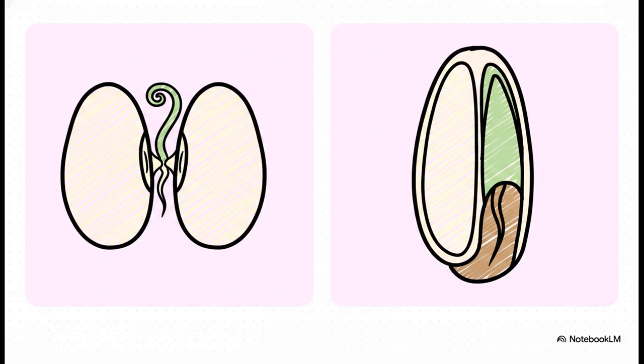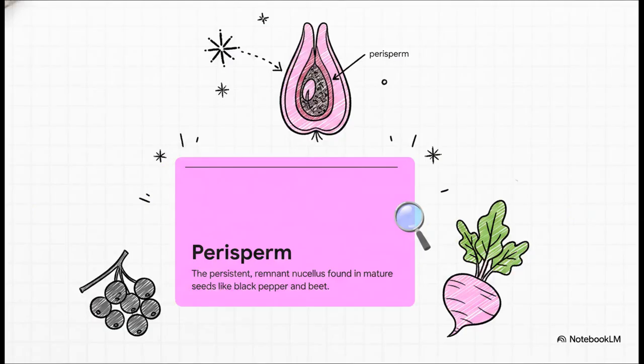Their shoot is protected by a sheath called the coleoptile, and the root is protected by a sheath called the coleorhiza. After fertilization, the whole ovule hardens into a seed. Usually, that initial tissue we talked about earlier, the nucellus, is completely consumed during this process. But in a few exceptions, it sticks around.